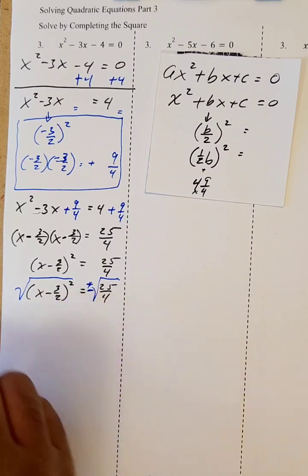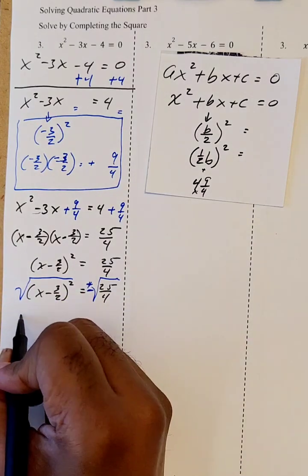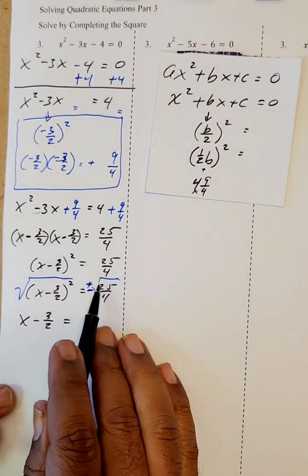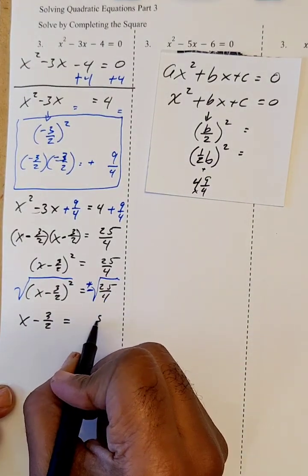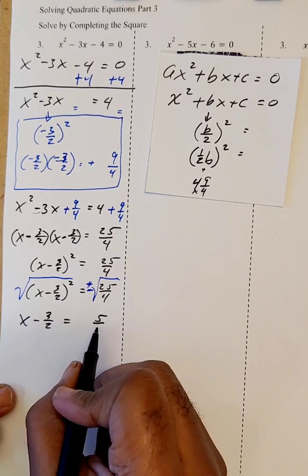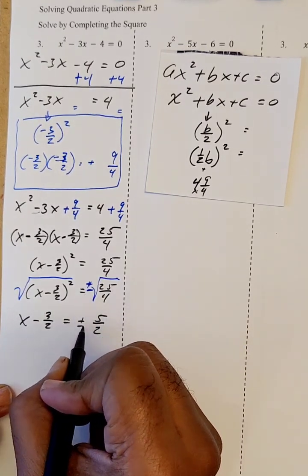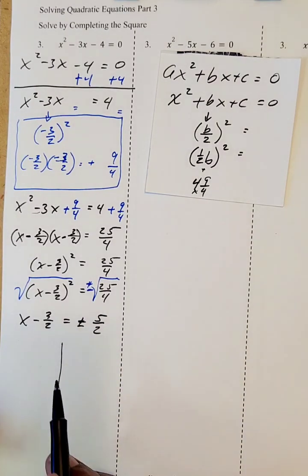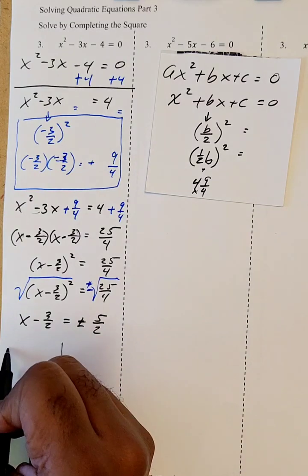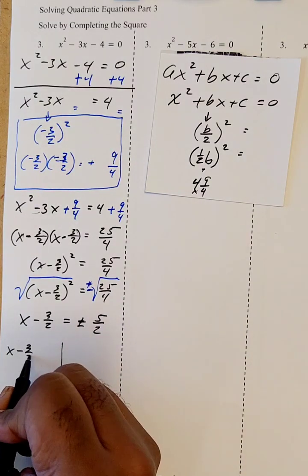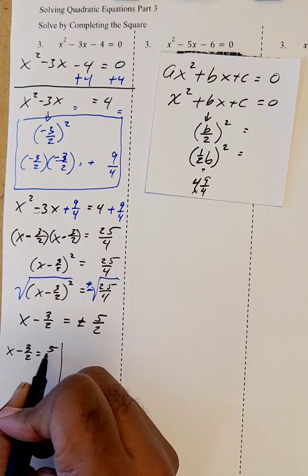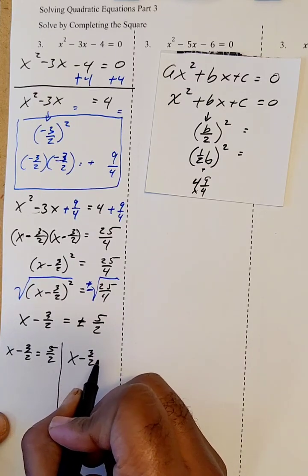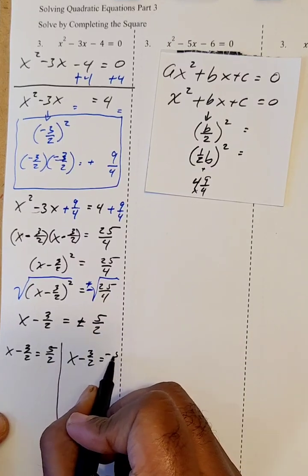So as a result, the square goes away, and we're left with just the x minus 3 over 2. And over here, we can take the square root of the 25, which is 5, the square root of 4, which is 2, and then drop down the plus and minus. Now, the plus and minus basically dictates that we will have two equations. One equation will be x minus 3 over 2 equals positive 5 over 2. And the other will have x minus 3 over 2 equals negative 5 over 2.